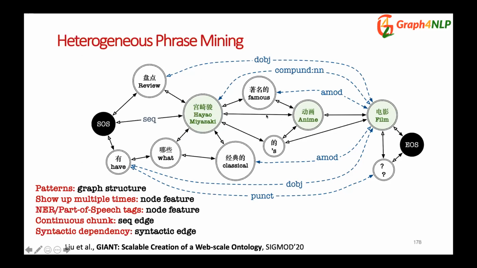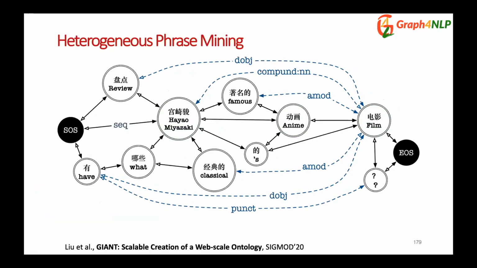And if they are not adjacent anywhere, but they have a syntactic dependency between them, we add the syntactic dependency. Finally, for each relation, we add its inverse relation. Also, for each query and title, we have a virtual start-of-sentence and end-of-sentence node. In this way, we form this graph representation of a cluster of queries and titles for our heterogeneous phrase mining.